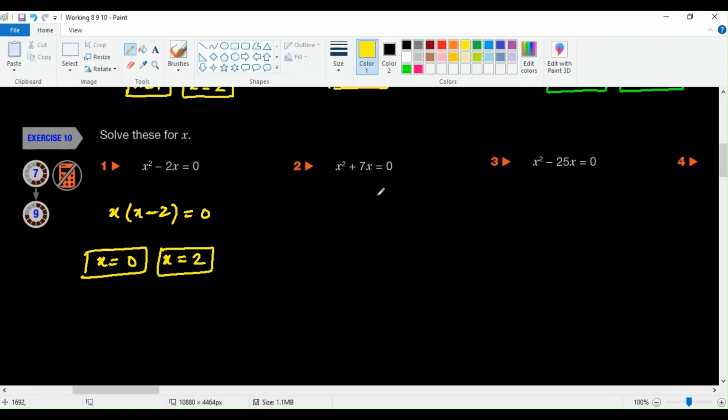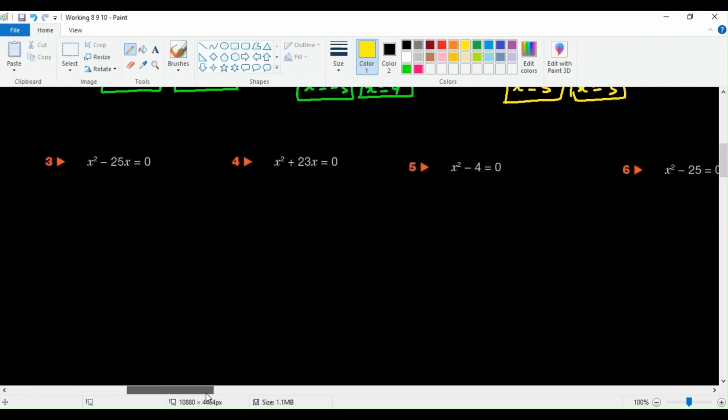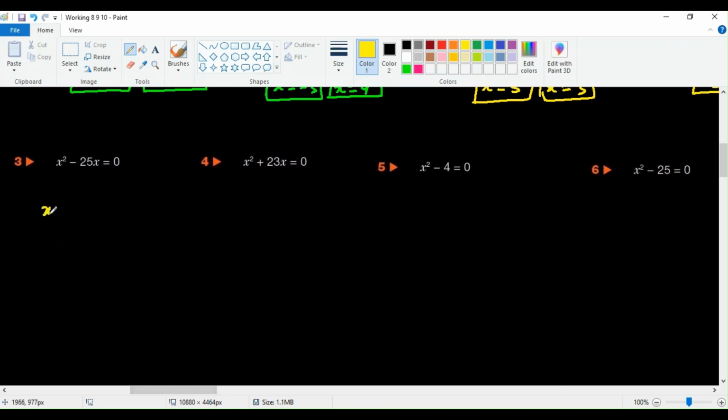When it comes to the second one, x plus 7 equals 0. So the first value is going to be x equals 0 and x equals negative 7. Moving on to question number 3, it is going to be x and x minus 25 equals 0. That means the first value of x is going to be 0 and the second value is going to be positive 25.